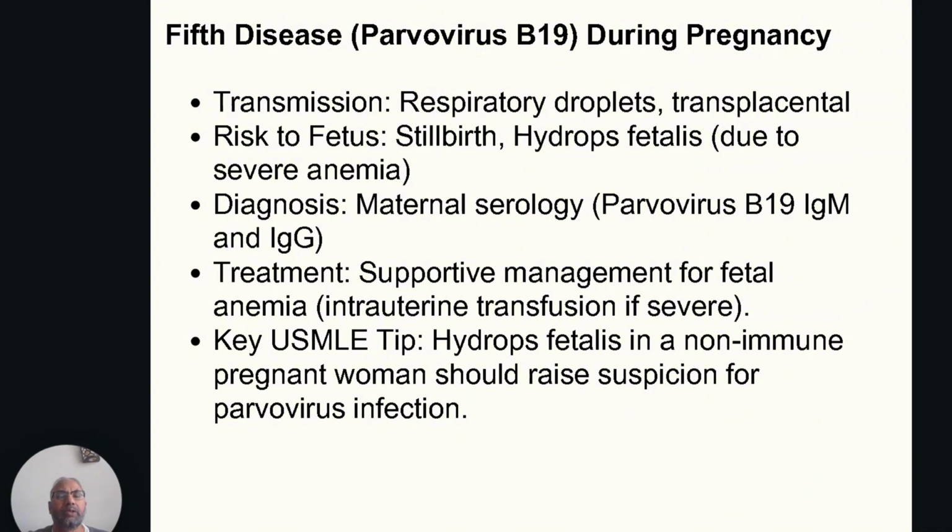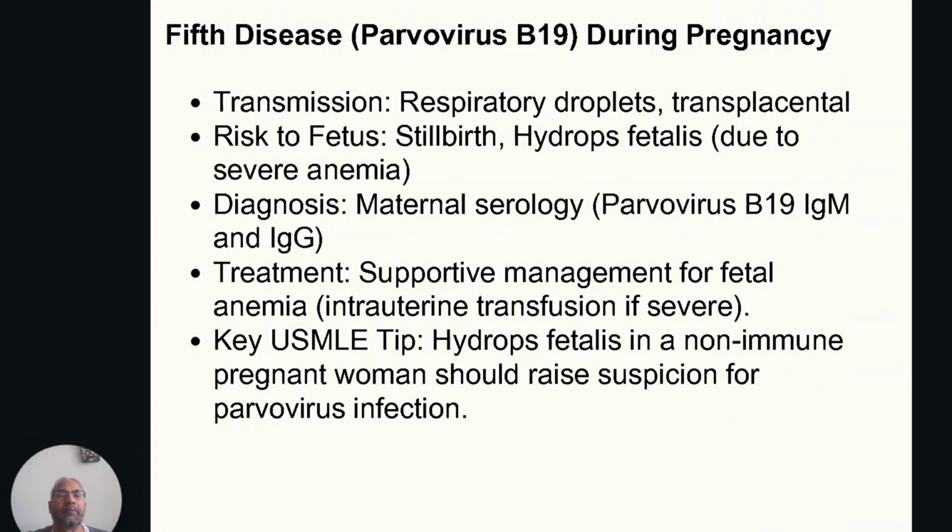And next one is the fifth disease. Fifth disease is also known as parvovirus B19. This can occur again during pregnancy, and this can have some serious consequences on the baby too. So transmission of fifth disease or parvovirus B19 is through respiratory droplets and transplacental.